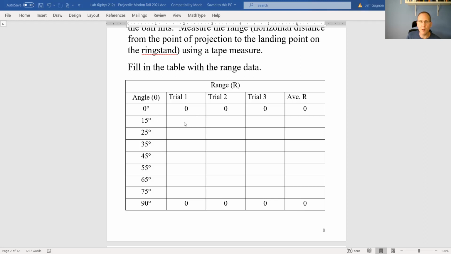Remember, the range is the horizontal displacement when it's at the same height, from the point of projection to a point on the path that's at the same elevation, same height. That's going to be the range. So we're going to do 3 trials for each particular angle. And again, if you don't have this data, get it from your lab partners or contact me and I can give you some data.